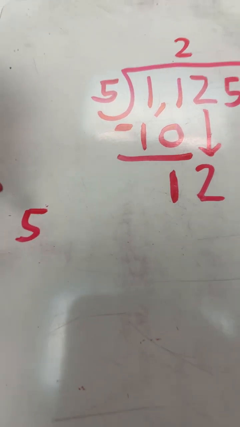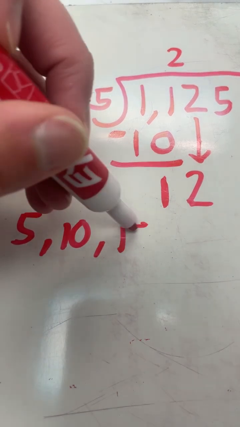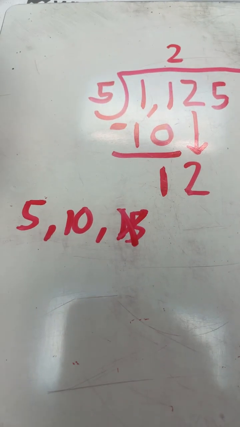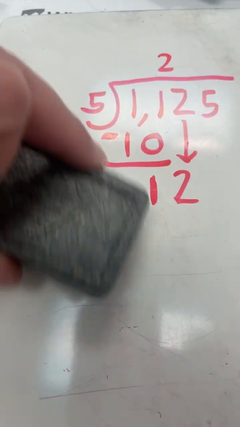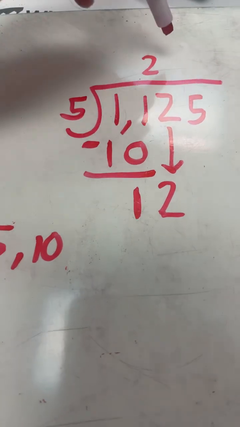Counting by 5s again. 5, 1 group of 5. 10, 2 groups of 5. 15 again would be too far. 15 would be past 12. So again, we were only able to get 2 groups of 5 within 12.